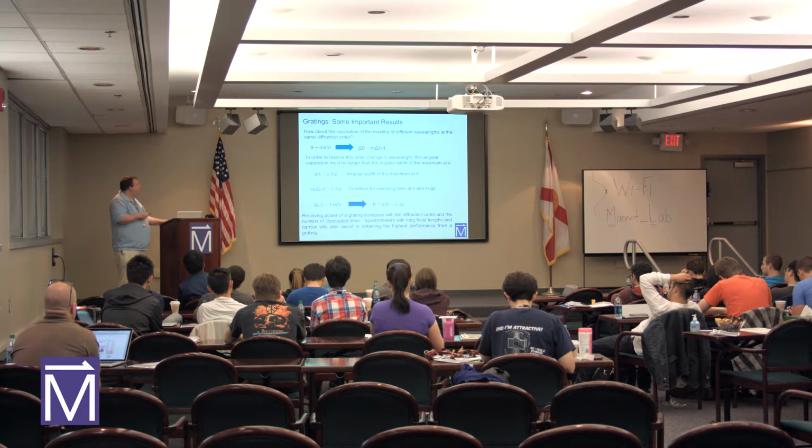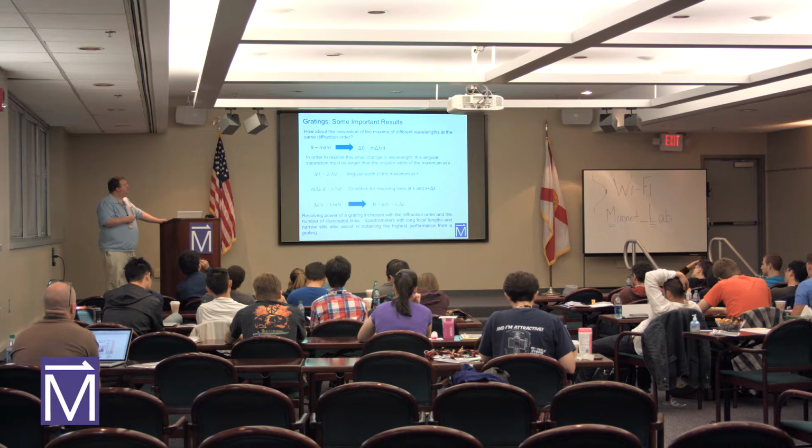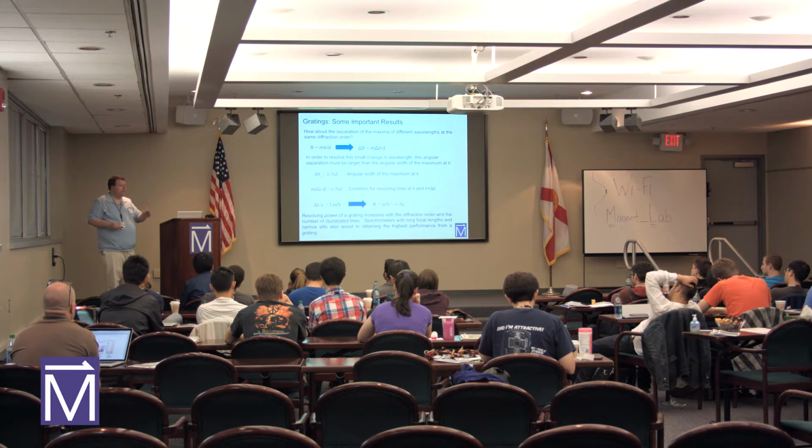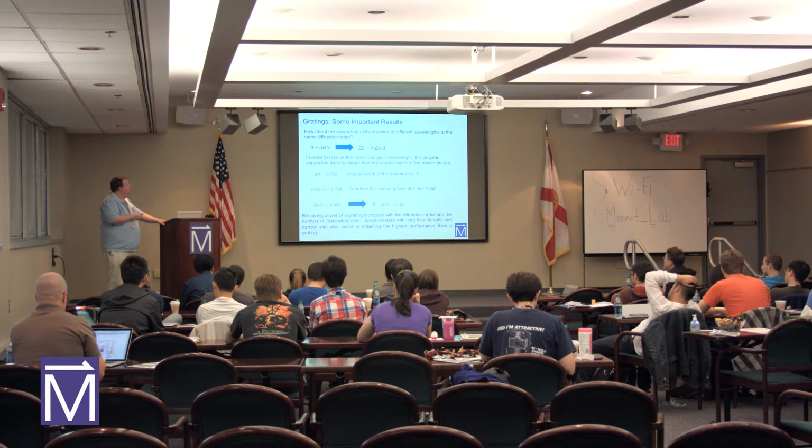Now, some other important results. This is building up to an example here now. What about the separation of the maxima at different wavelengths for the same diffraction order? Typically, we're working at first order diffraction. All right, so m is going to equal 1 in all of these cases. Well, a small change in the angle is given by the formula m delta lambda over d.